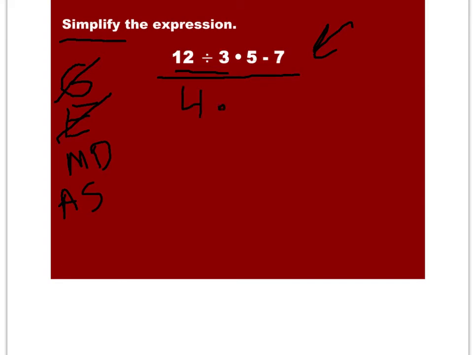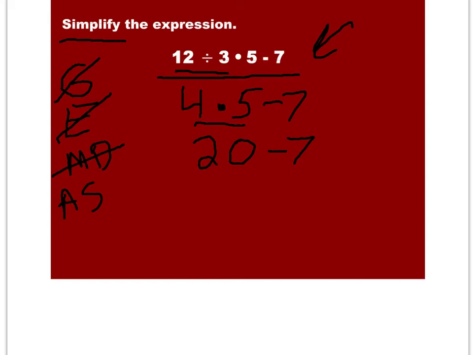And then what I'm going to do is bring down the rest of the problem. Okay? Now I'm going to look. Do I have any more multiplying or dividing? And if I look, yes I do. 4 times 5 is 20, so I'm going to go 20, and then I'll bring down the minus 7. Now I look at the problem. I do not see any more multiplying or dividing, so I'm going to cross that step off, and now I'm going to go to the last step. And the last step is add or subtract.